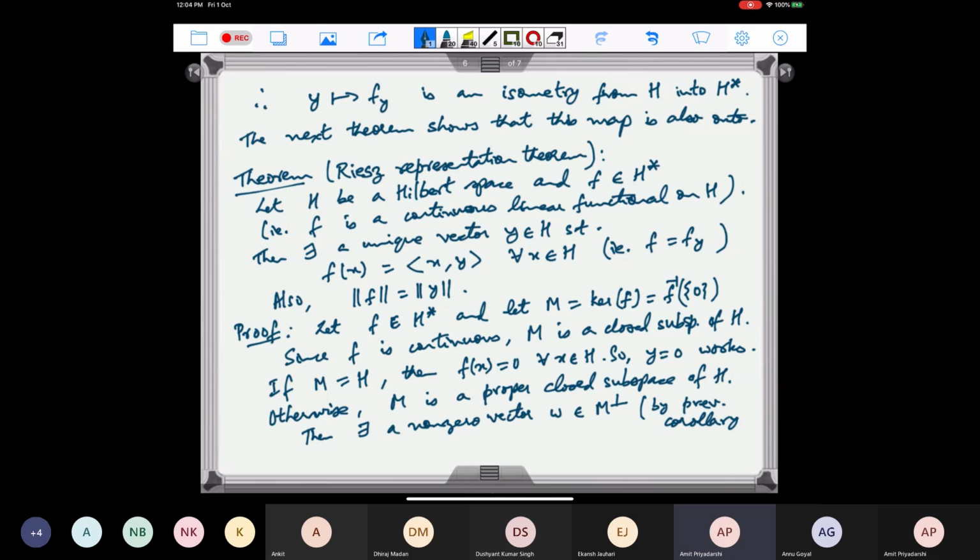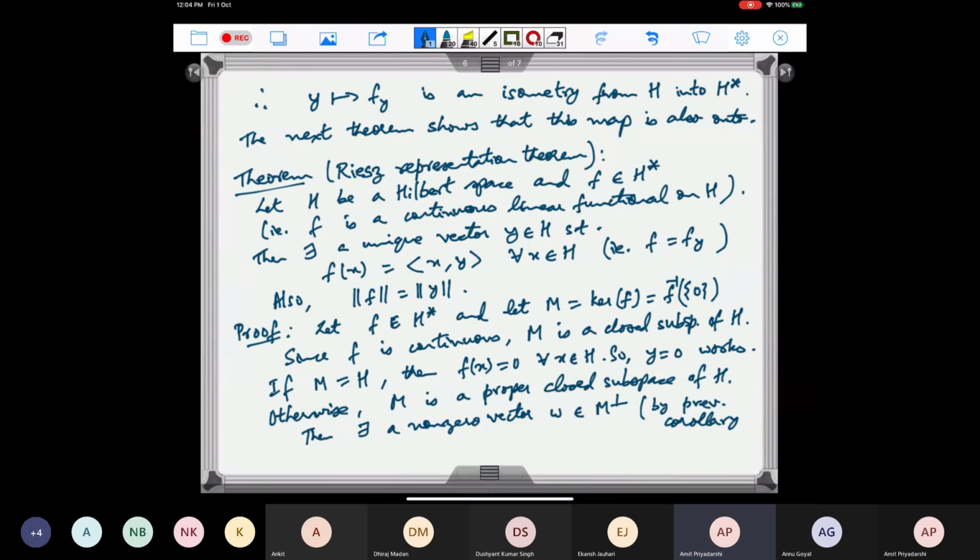So we get this theorem. This theorem says that any bounded linear functional on H is given by f sub y for some y in H, right? And this y is unique also. So that says that this map, y going to f sub y from H to H star, is an onto isometry.